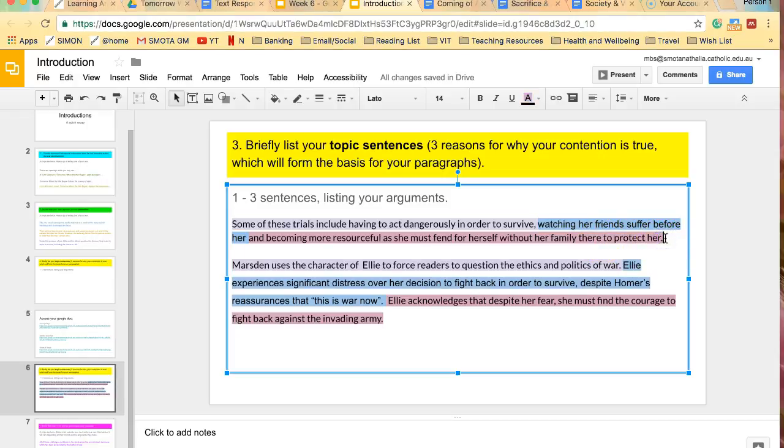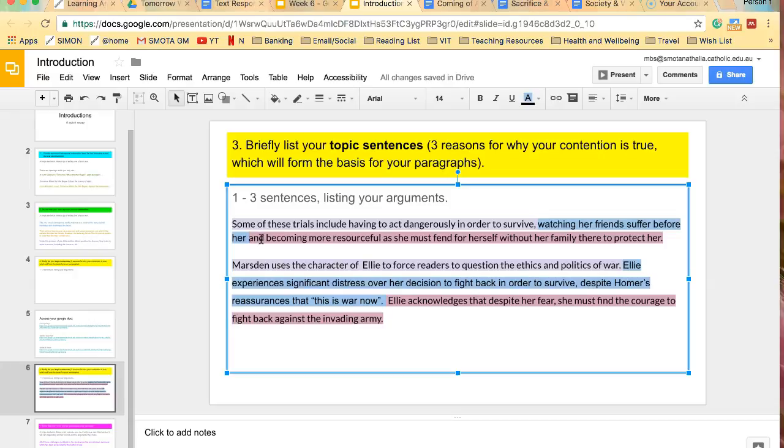So in this essay, I would expect the first paragraph is going to be about how she has to act dangerously in order to survive. And it's going to link back at the end and show me how acting dangerously meant that she grew up. The next paragraph would be about watching her friends suffer before her. So you might talk about how Corrie suffered, Lee suffered, Homer, Kevin, anybody, and how that contributed to Ellie or any of the other characters growing up.